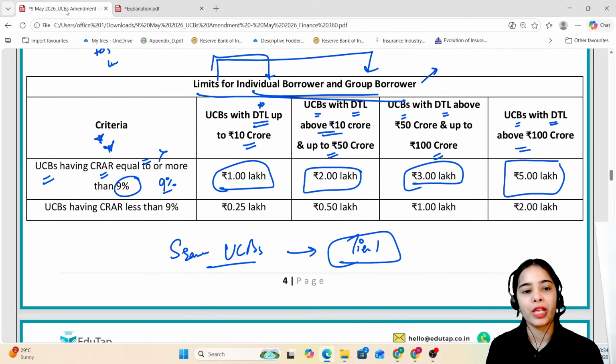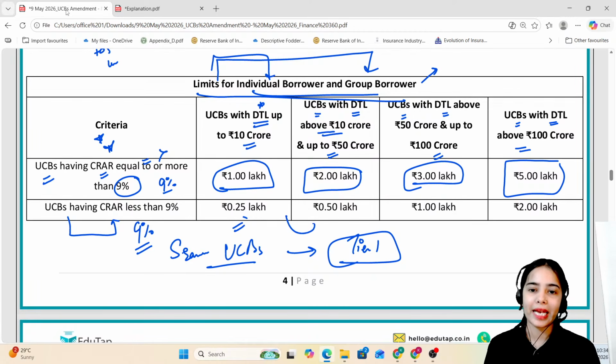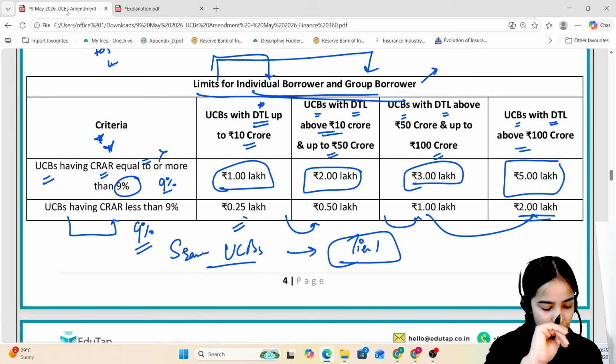Now, if the urban cooperative banks have CRAR of less than 9%, in this case, banks with demand and time liability up to 10 crore can give 0.25 lakh. This is the limit for the individual borrower or group borrower, and as you proceed ahead, the limit increases to 2 lakh. Any confusion here, first of all?